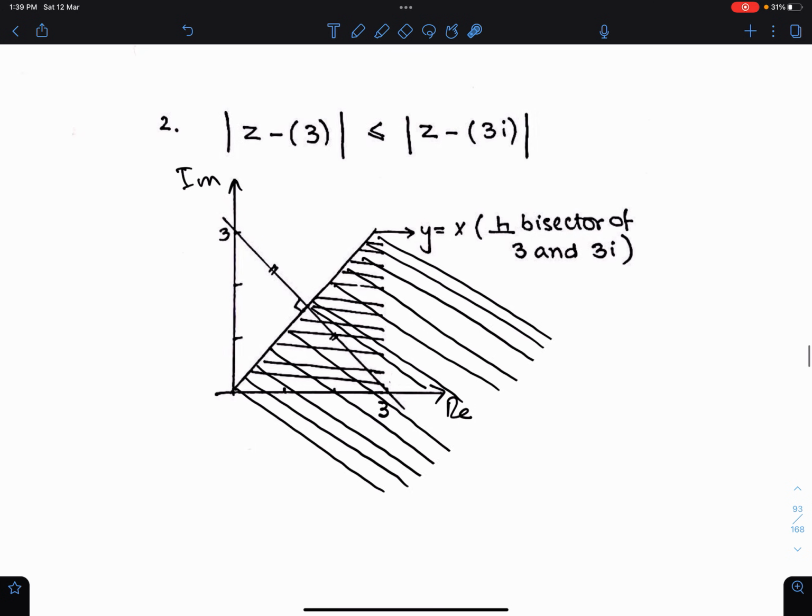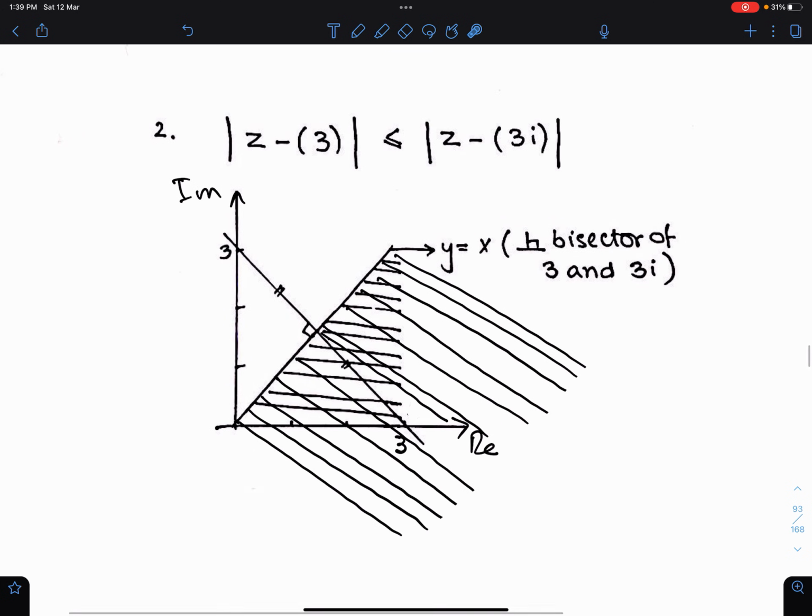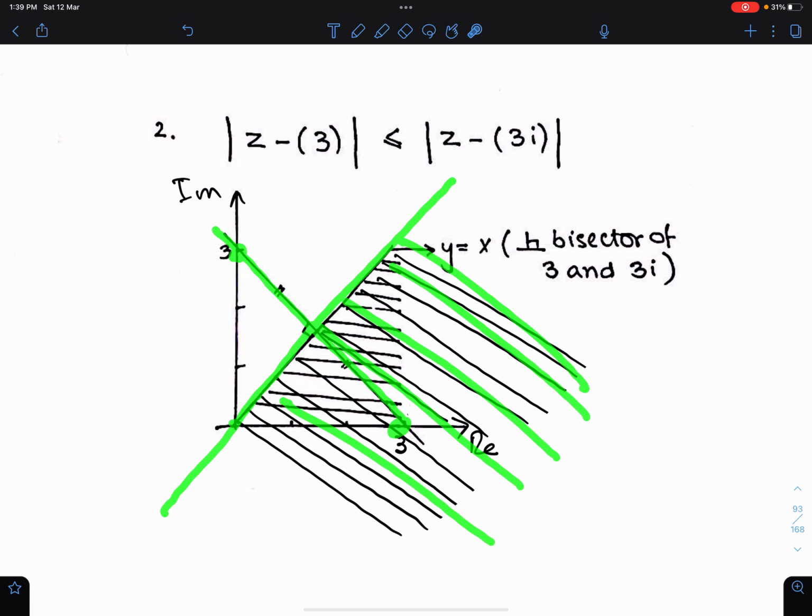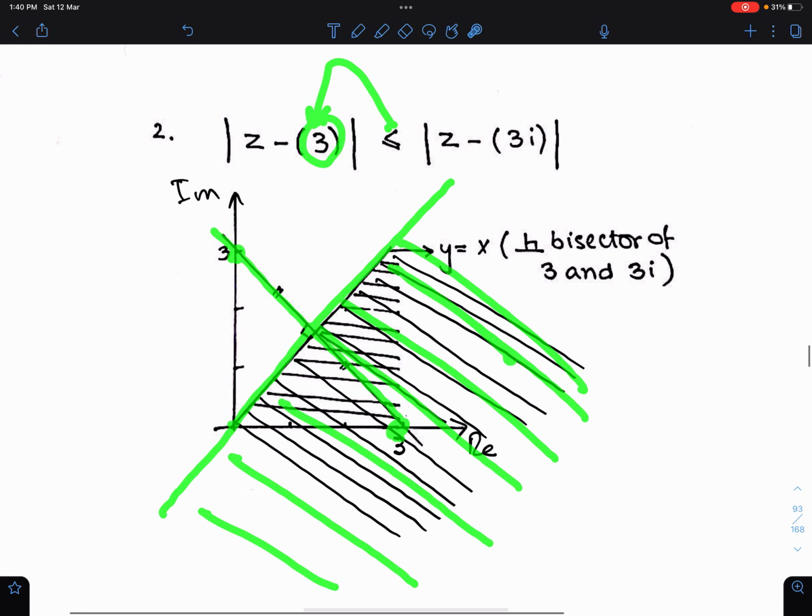Another example. First we have to draw the bisector of these two complex numbers 3 and 3i. This is 3 and this is 3i. So first join these two and this is the bisector of these two complex numbers. Now you have to shade this side of the bisector because of this inequality. This inequality is pointed towards 3, so shade this side of the bisector.